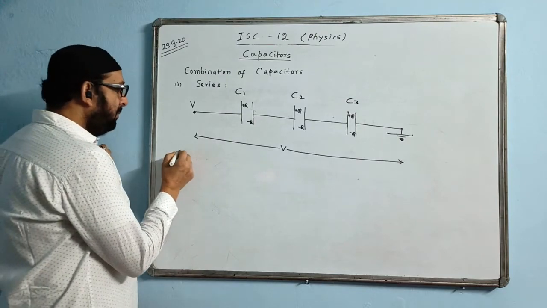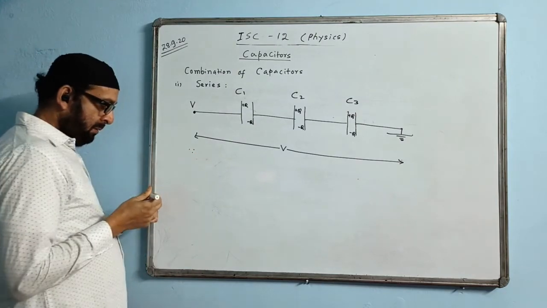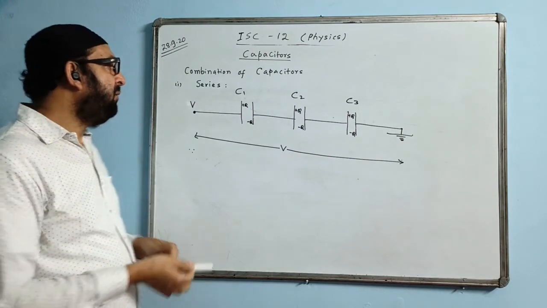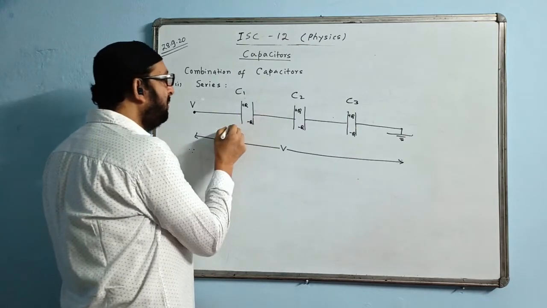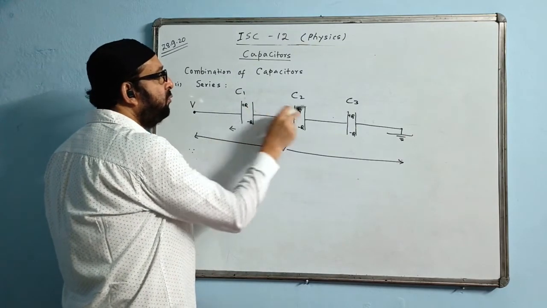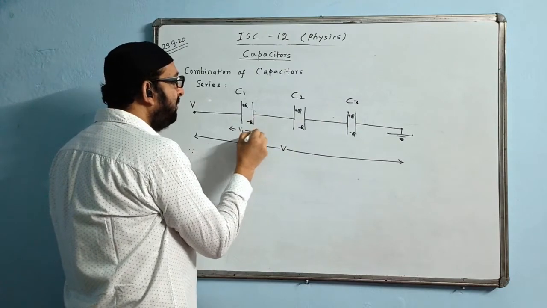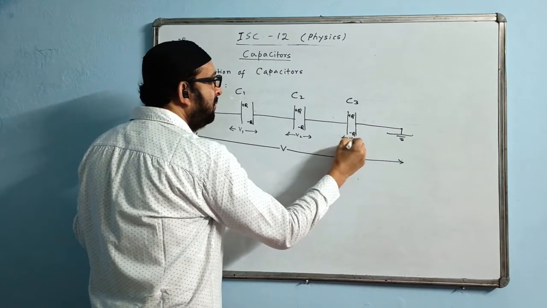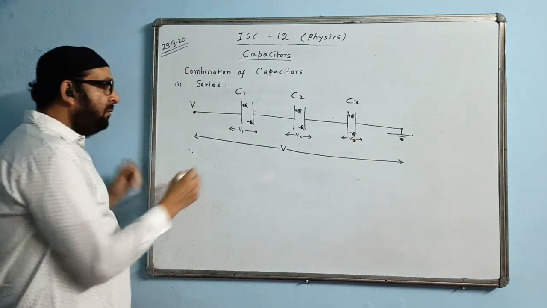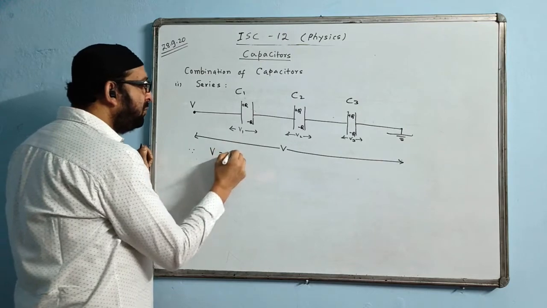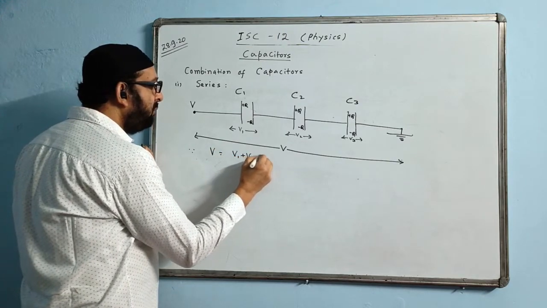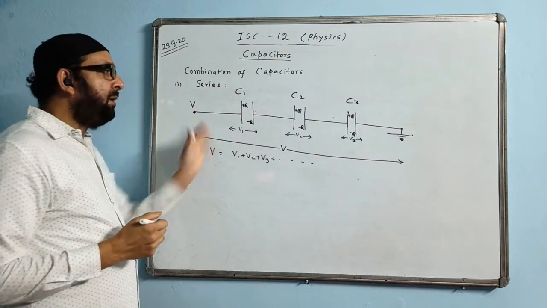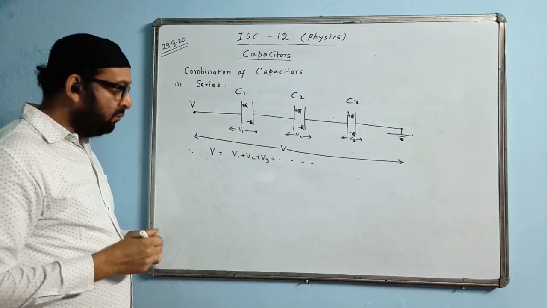Here we will be writing, since the observation is that this total potential V will be divided. The charge will be the same charge Q. Here the potential is V1, here we write V2, here potential is V3. Since total potential V is equal to V1 plus V2 plus V3 and so on. We are finding for many of them in a similar manner.